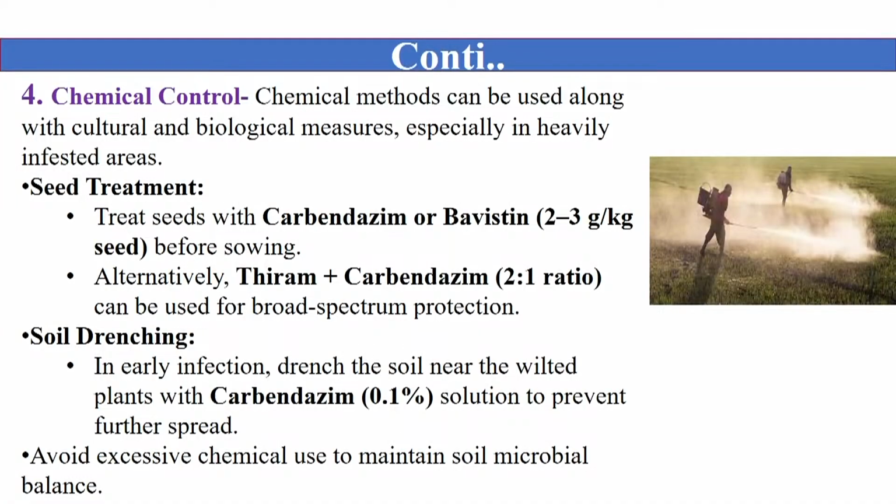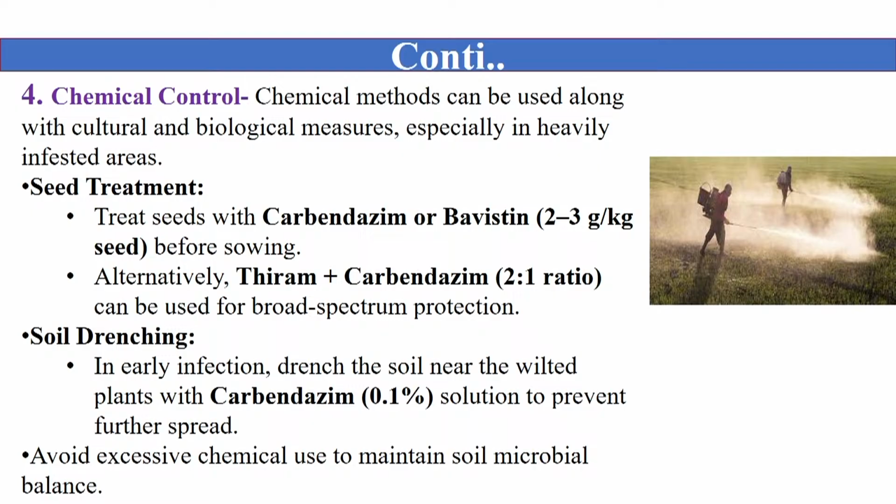And there is the last weapon. If with all the techniques you are not getting better results, you also have to apply the chemical method, which can be used along with the cultural as well as biological measures, especially in heavily infested areas. And you can treat the seed with a chemical fungicide like carbendazim or Bavistin at the rate of 2 to 3 gram per kilogram of seed before sowing.